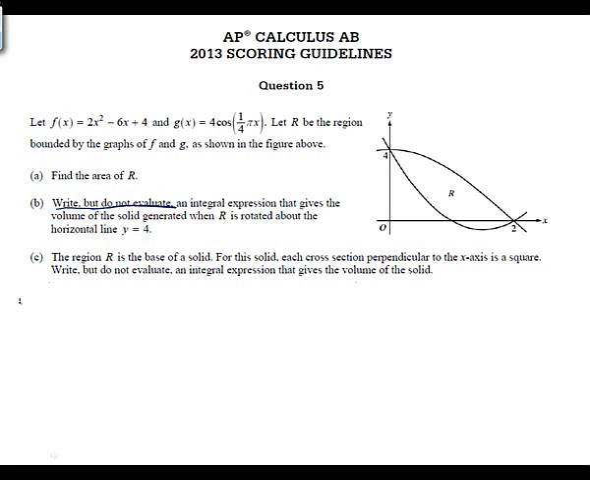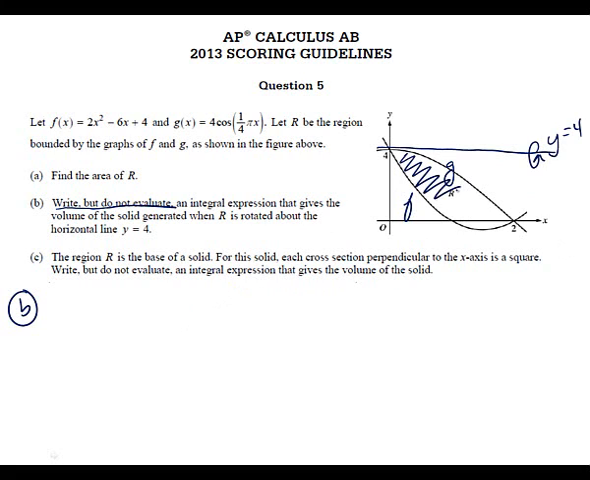Okay, all right, so I'm going to label this as B. So, an integral expression that gives the volume of the solid when R is rotated about the horizontal line y equals 4. Draw that in there. So, we know that this one was f. I have to relabel because I lost my labeling. And we know that that's the line y equals 4, and I am rotating about the line.